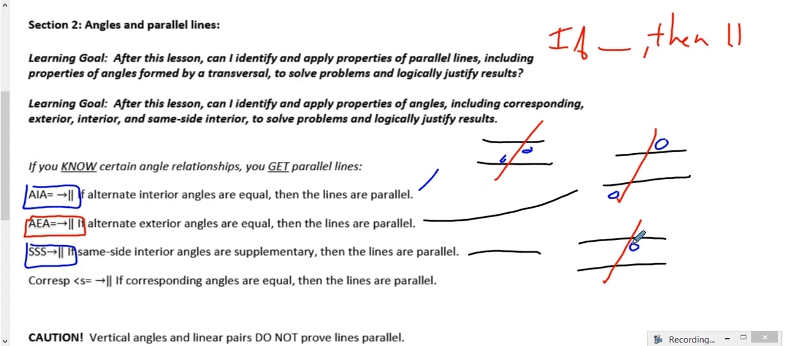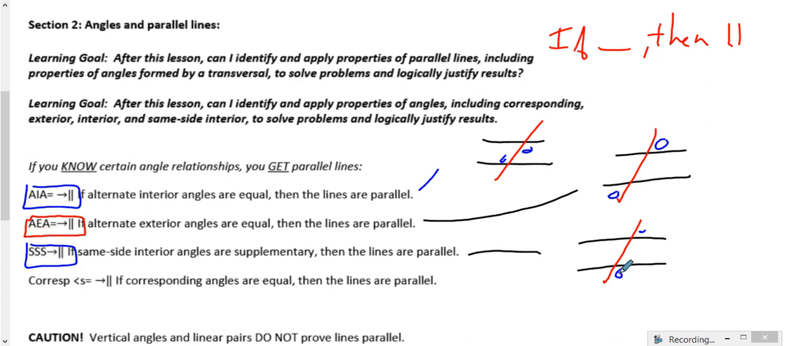That would also be true for those two, same side interior. If they are supplemental, SSS, then the lines are parallel. And that also counts for exterior, but again, key being same side. So those two would work. If they are supplemental, lines are parallel, and then these two.